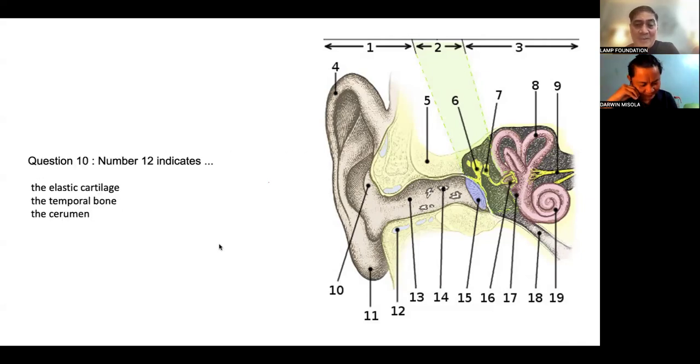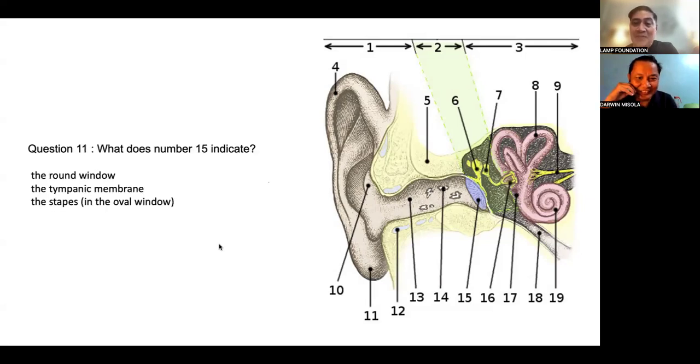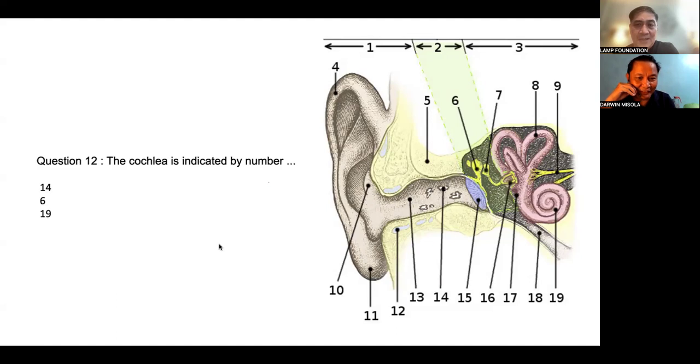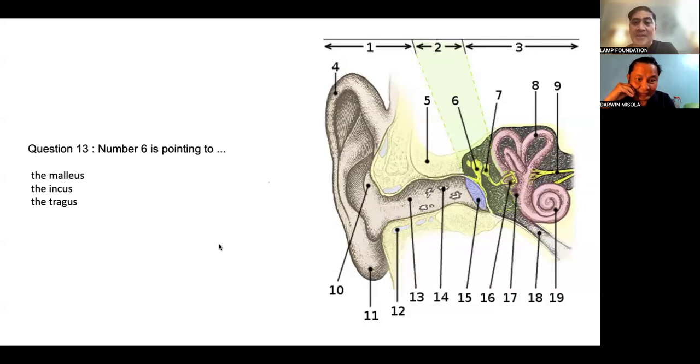Very good. Bawal magkamali. Number 12 indicates? The elastic cartilage. What does number 15 indicate? The tympanic membrane. The cochlea is indicated by number? 19. Number 6 is pointing to? The malleus. Ano ang English ng malleus? Tingnan mo itsura ng malleus. Did you see the itsura of the malleus? So para siyang hammer. Para siyang martilyo.